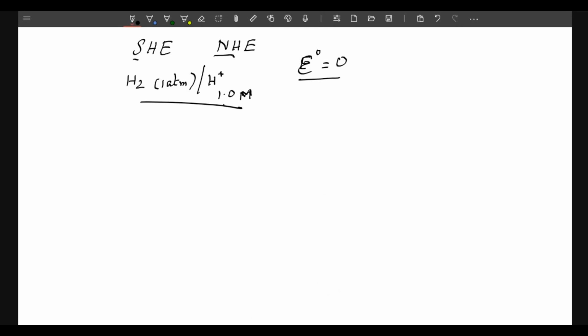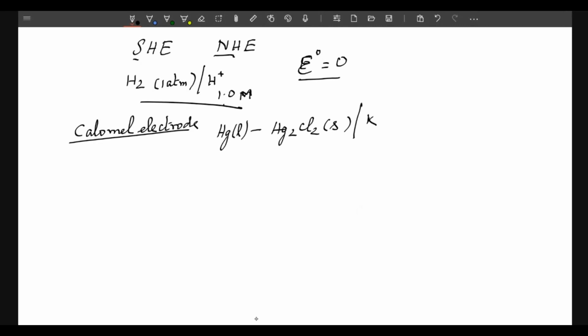But in many laboratories, we do not use this hydrogen electrode because we have to generate pure hydrogen, and platinum is used as the electrical conductor. Instead, we normally use a calomel electrode. The calomel, the name itself, is nothing but mercurous chloride. It is an insoluble substance, and the electrical conductor we use is mercury. Here, potassium chloride is dipped. This is the reference electrode.